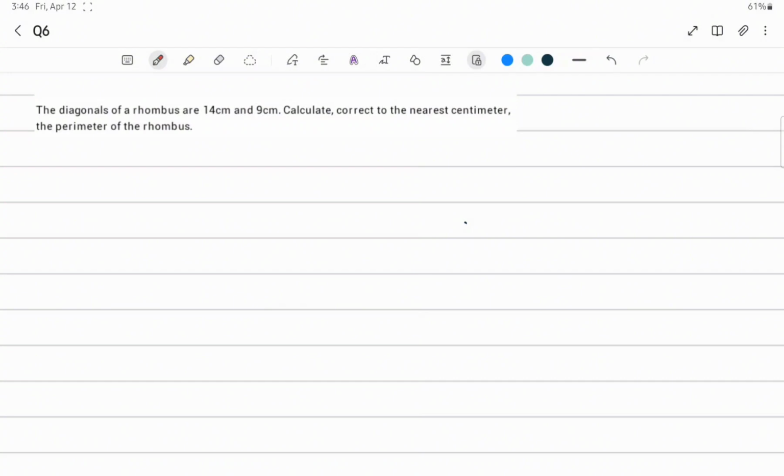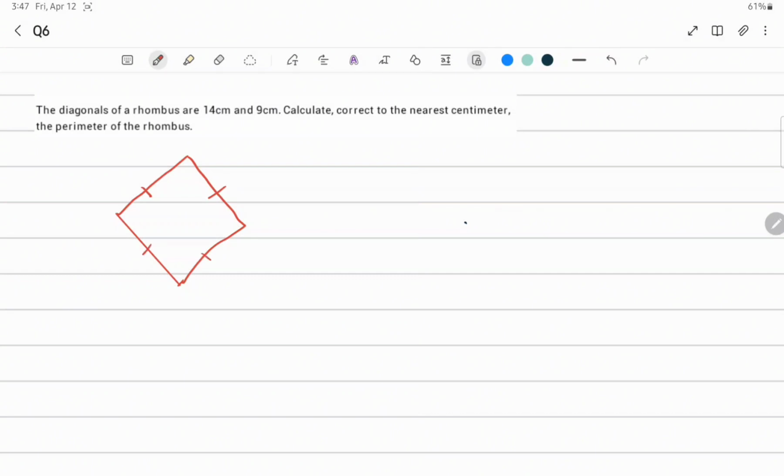Number one, all the four sides of a rhombus are equal in length. So just like a square, a rhombus has four sides that are all equal in length. Let me draw a rough sketch. So this is what a rhombus looks like. So all the sides are equal in length.